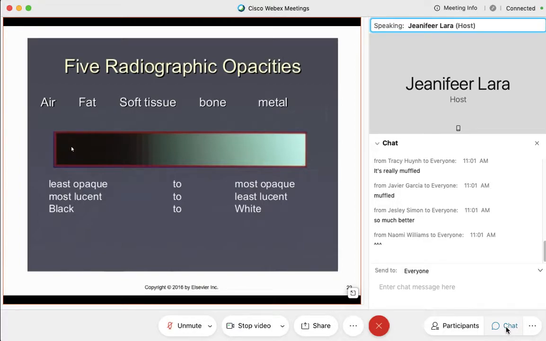We've already touched on these colors. We know what this color represents and what this color represents, right? We know that we have two extremes. We have high brightness or white, and we have low brightness or black. So what this basically means, the least opaque is going to be air and fat when we're talking about tissues. The most radiopaque, we're going to talk about bone and metal. The most lucent or radiolucent is going to be air and fat. Make sense? The least radiolucent is going to be bone or metal.